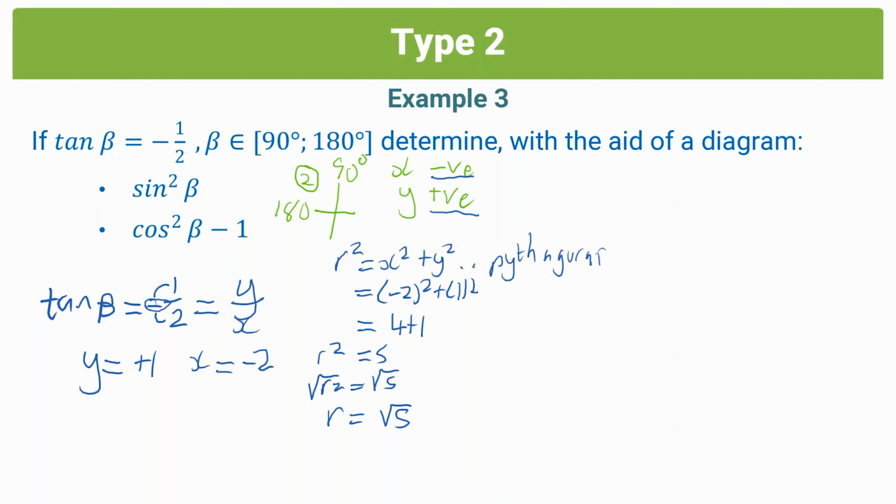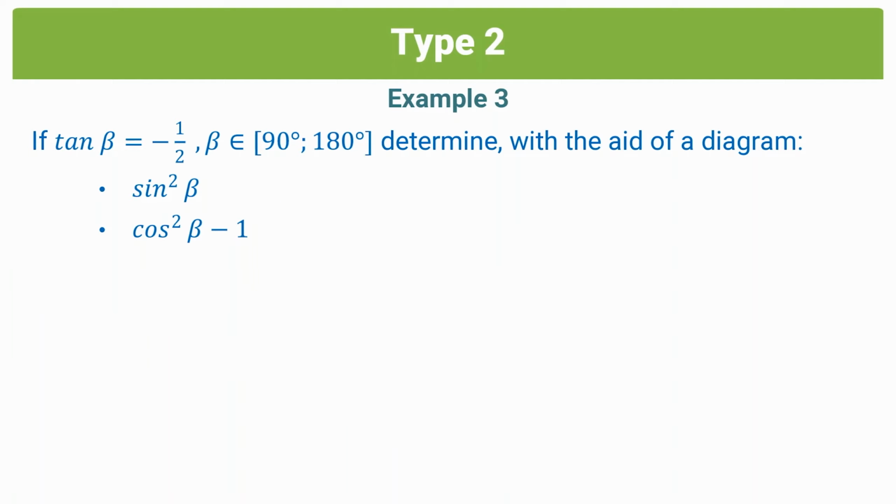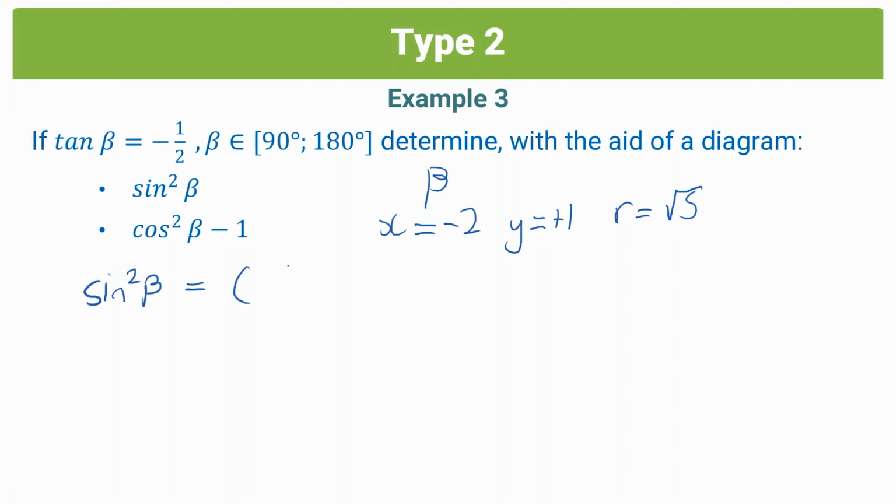So now we've found our 3 variables. So we know that for beta, x in this case would be negative 2, y would be positive 1, and r is positive root 5. So we can use this to solve the question. Now we can say that sine squared beta is equal to, definition of sine is y over r, and in this case, it's all squared, right? So you can substitute in y to be positive 1, r to be root 5, square that, and we get an answer of 1 over 5.